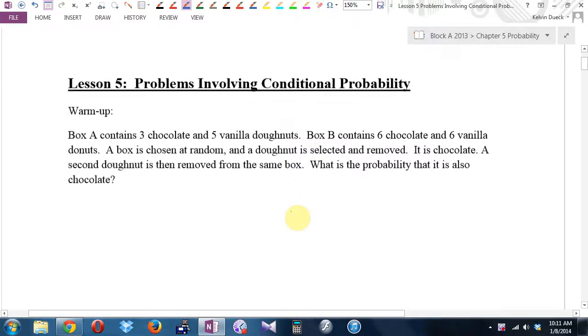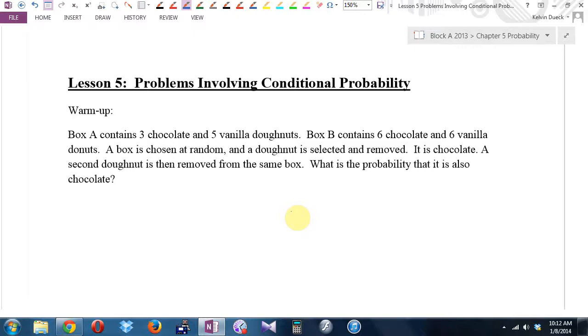So box A contains 3 chocolate and 5 vanilla donuts. Box B contains 6 chocolate and 6 vanilla donuts. A box is chosen at random, and a donut is selected and removed. It's chocolate. A second donut is then removed from the same box. What's the probability that it's also chocolate?